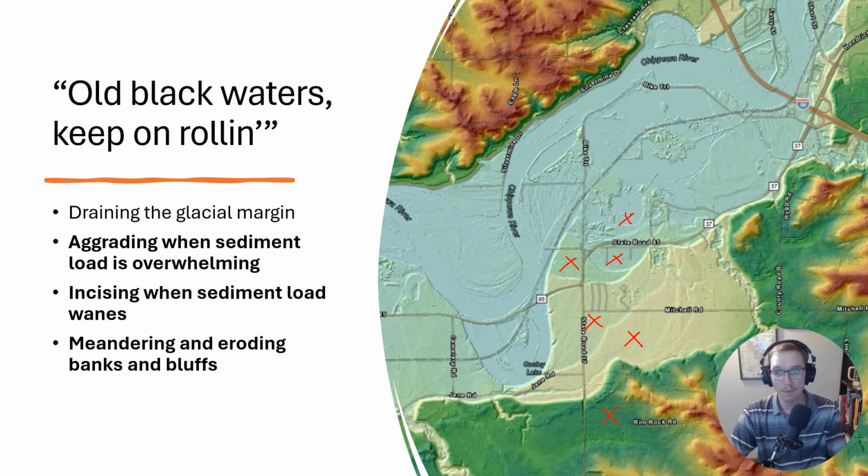Now, as the river is moving back and forth, it's migrating through its floodplain, it's reworking things, it's cutting into those banks and those bluffs. That is a really important thing to remember as we come back to our story here in just a couple of slides.